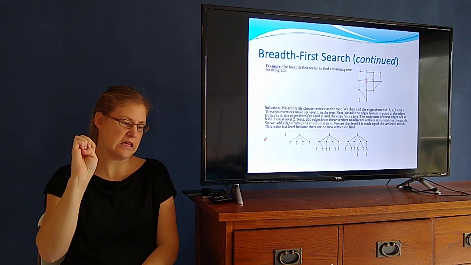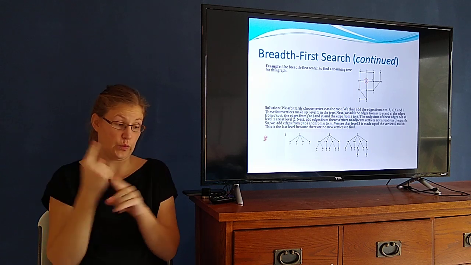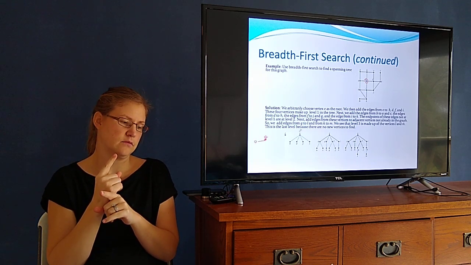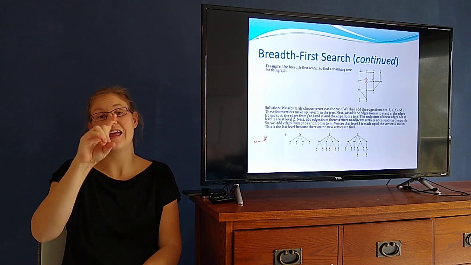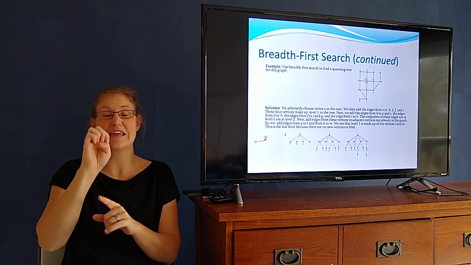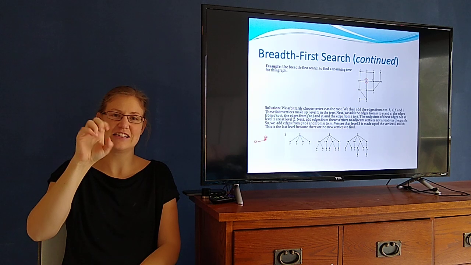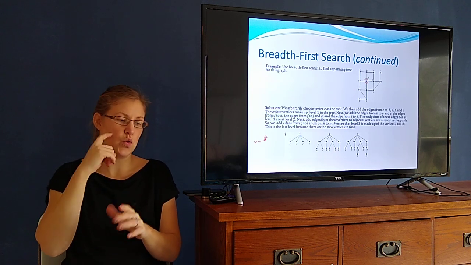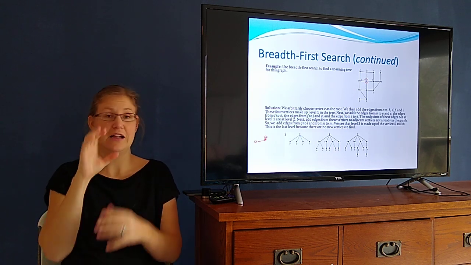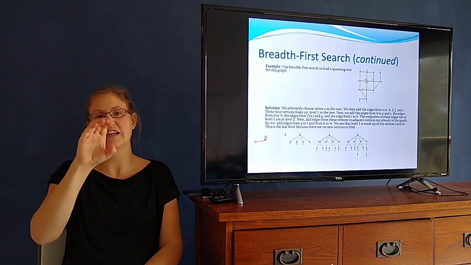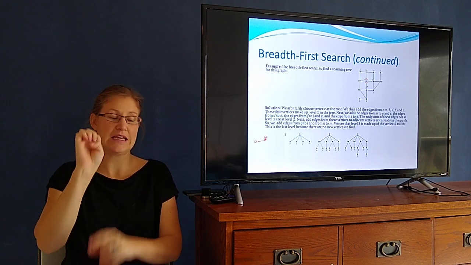This is the first level, right? Now we add the edges that are incident to E, all the edges, and you can notice that there are multiple edges incident to E. What are they?